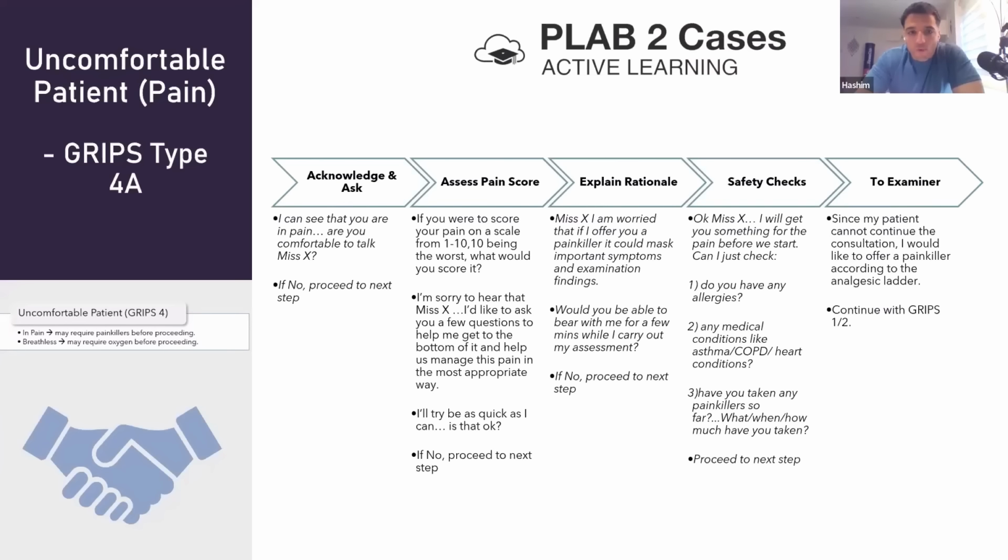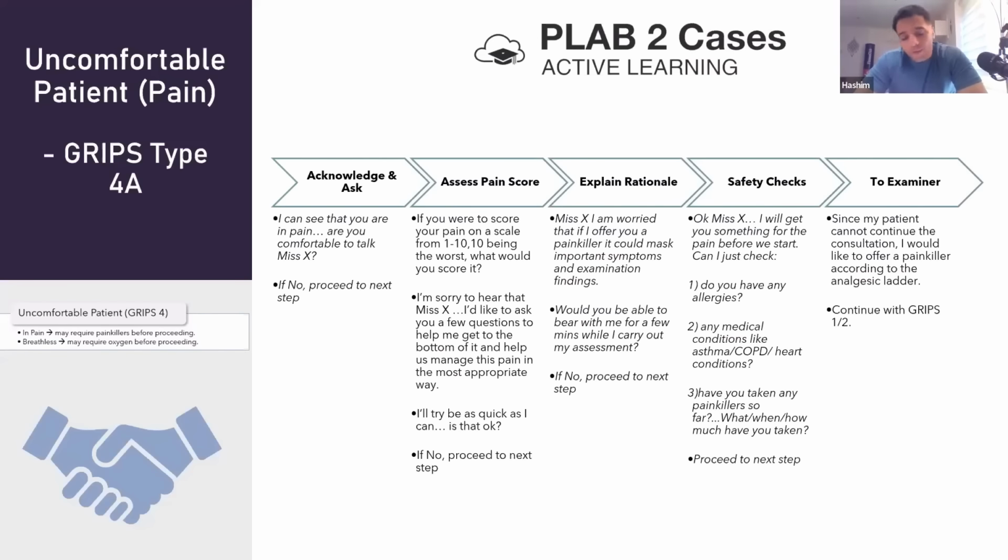So the fourth type is the pain one and breathlessness. So again, it's the same kind of structure. You need to acknowledge when they're really anxious about something or they're in a lot of discomfort. It's not appropriate for you to be continuing on with the consultation. You need to address that. Now, it may be that you're not going to give them painkillers, but you still need to acknowledge that they're in pain. So I can see that you're in pain. Are you comfortable to talk, Miss X?